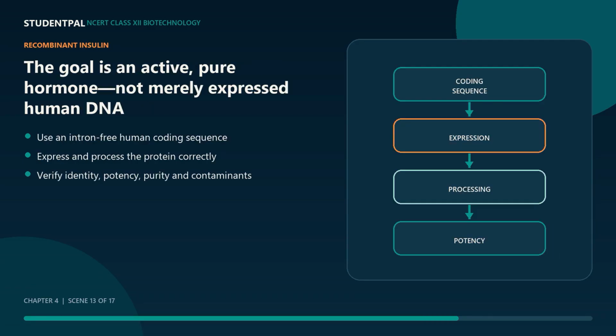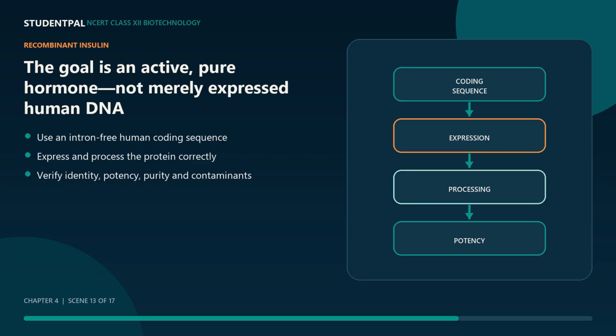Recombinant human insulin illustrates how gene cloning becomes a manufactured medicine. Because bacteria cannot remove human introns, an intron-free coding sequence or designed construct is used. The sequence is placed in an expression system compatible with the production host. Depending on the strategy, insulin chains or a precursor are produced, recovered, and processed to create the correct active hormone.